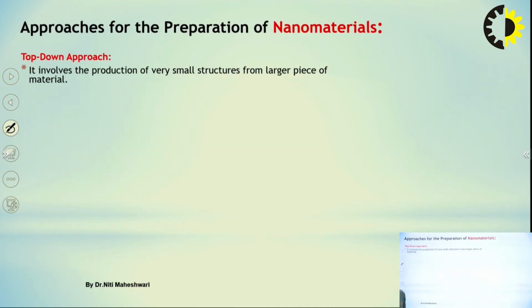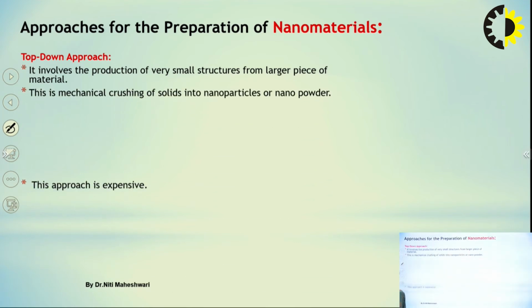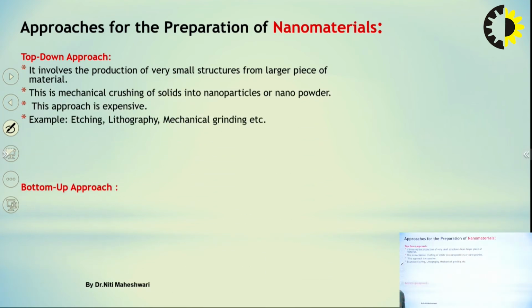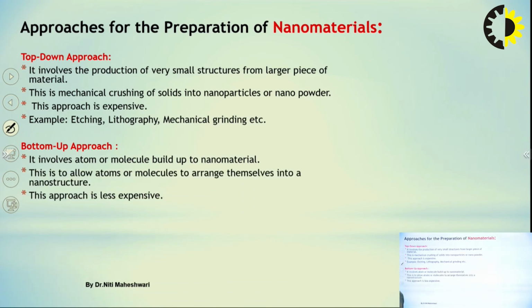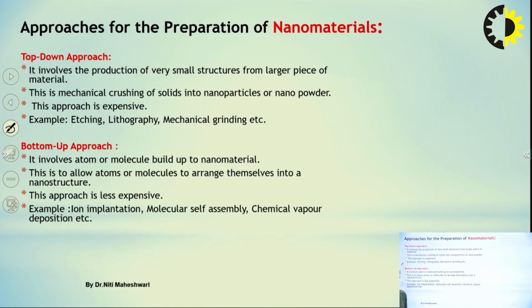Coming to the approaches for the preparation of nanomaterials. There are two approaches for the preparation of nanomaterials. One is the top-down approach and the other one is the bottom-up approach. Coming first to the top-down approach. In the top-down approach, this approach involves breaking down the bulk material to the nano size.